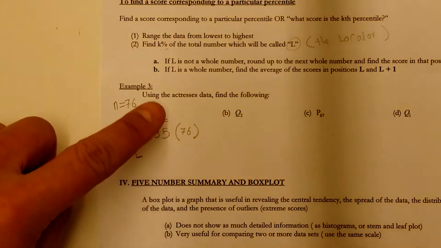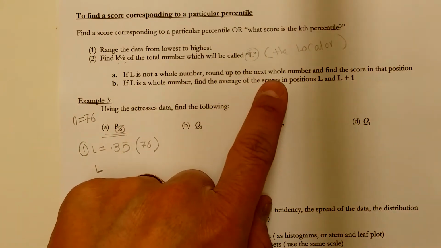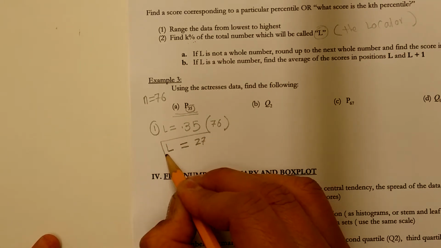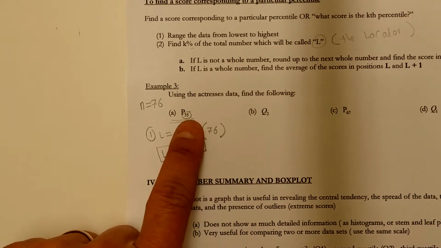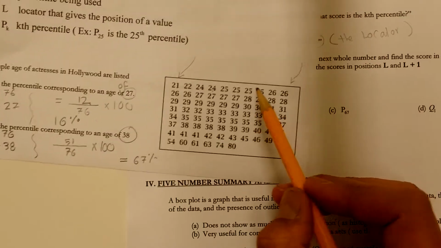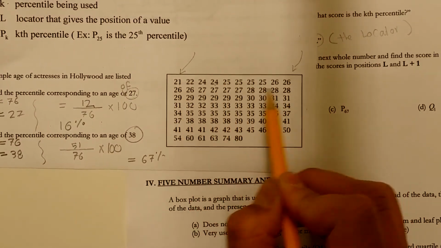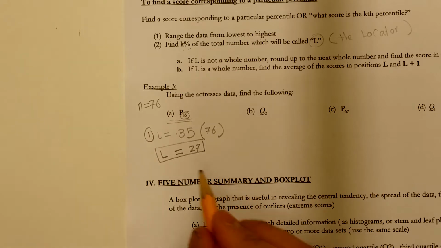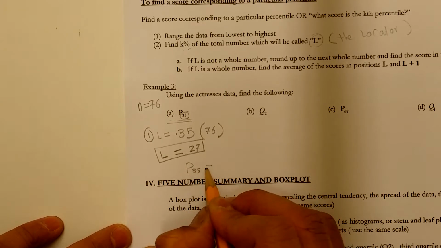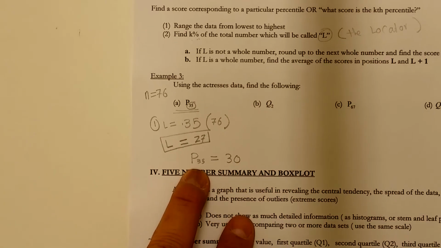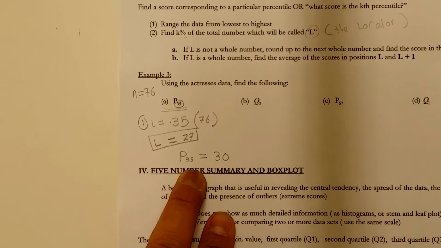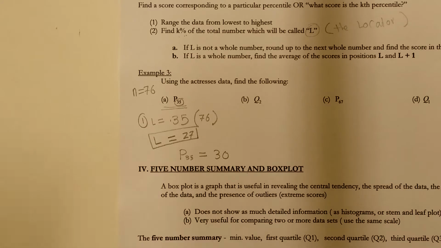Now if L is not a whole number, which that was not, then round it up and find the score in that position. So guess what L is? It is 27. The 27th location is the value that represents 35%. So I go back to this table and look for the 27th location: 10, 20, 21, 22, 23, 24, 25, 26, 27, which is the number 30. So the age of 30 is the 35th percentile, which means that 35% of all the actresses are below 30. The opposite of 35% is 65%, so 65% of all the actresses are above 30. Think of it that way.